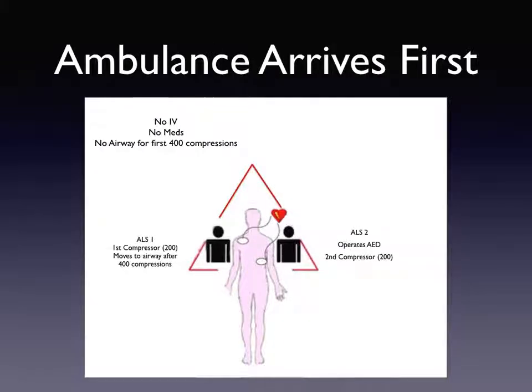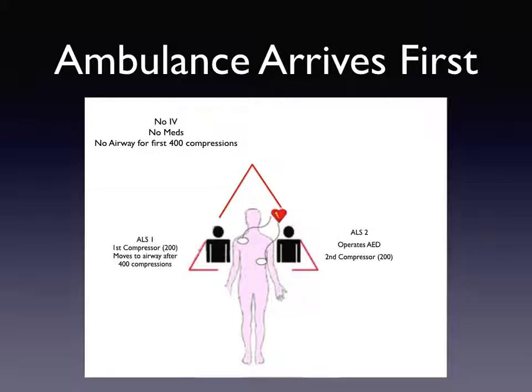Now, what happens when the ambulance arrives first? If the ambulance gets there first, obviously we only have 2 rescuers in this case. And so we're going to focus on chest compression. So the ALS-1 rescuer is going to go in and immediately begin CPR. The ALS-2 rescuer is going to bring the Zoll monitor in and prepare to attach it and fire it in AED mode. Once that happens, that ALS-2 rescuer will begin compressions.